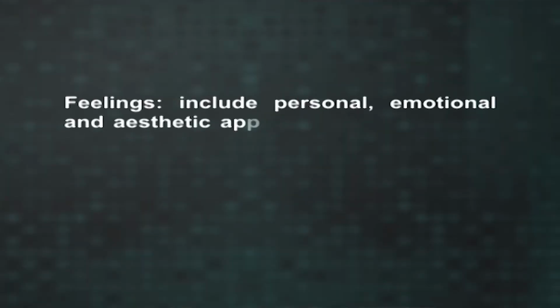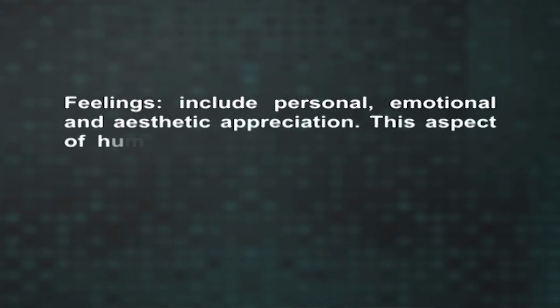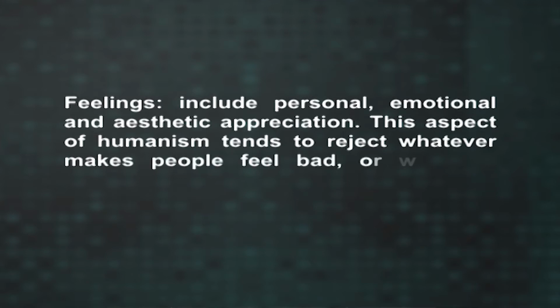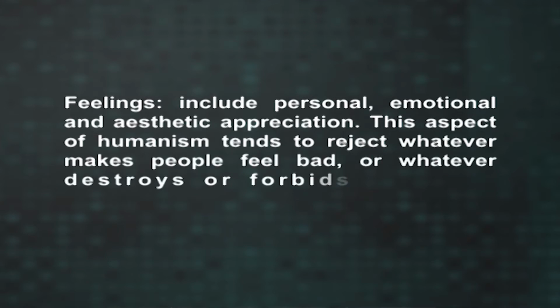Humanistic approaches. Humanism is an approach to life. It is a system of thought that rejects religious beliefs and centers on humans and their values, capacities and worth. Earl Stevick, 1990, classifies the most important characteristics of humanism as follows. Feelings include personal, emotional and aesthetic appreciation. This aspect of humanism tends to reject whatever makes people feel bad or whatever destroys or forbids aesthetic enjoyment.